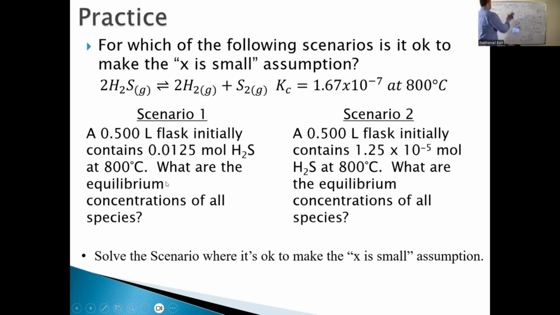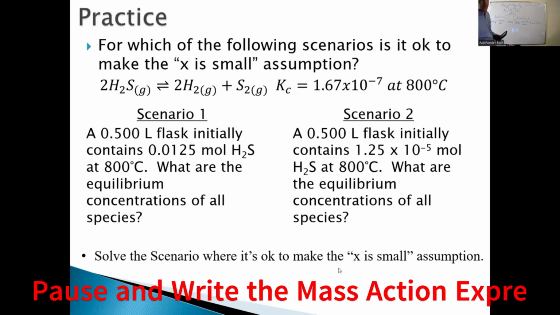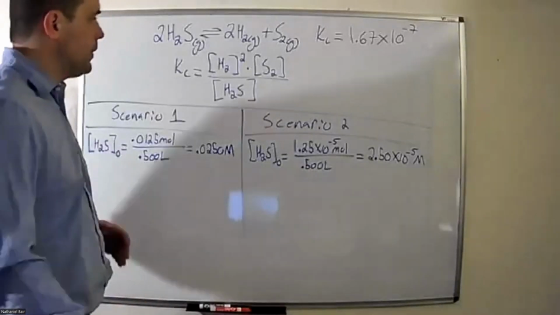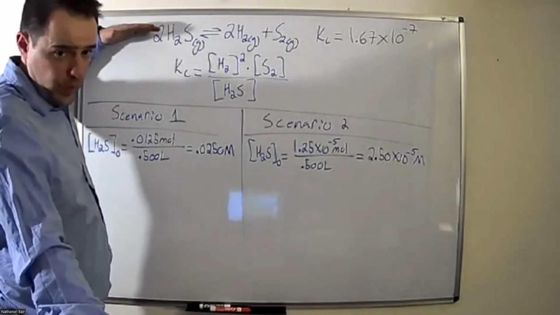So I would like you to write a mass action expression for this reaction, and then maybe stop. We'll divide the board into two parts, and we'll see which one, scenario 1 or 2, we can make the x is small assumption for. And then we'll talk about why we can't make it for the other one. All right. Here's what we got. We're going to write the mass action expression for this reaction.